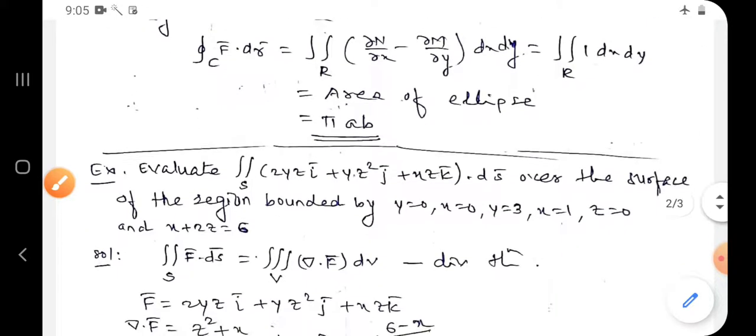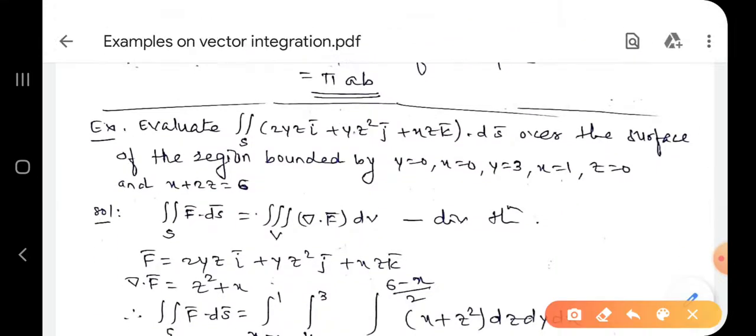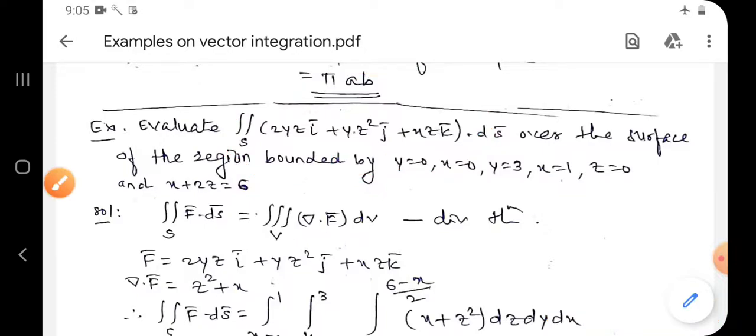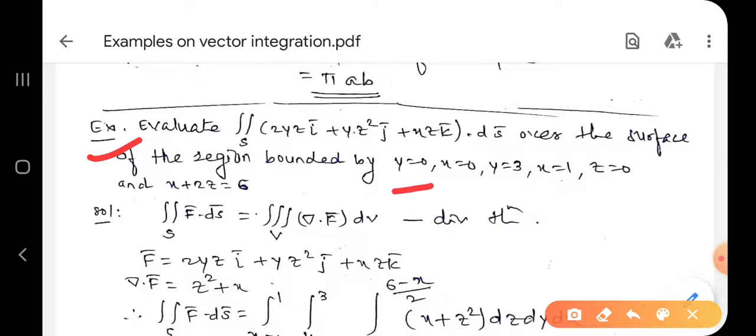Correct? Now the next example I will take for divergence theorem. This divergence theorem is the last part of this unit. So after understanding the concept, you are able to solve the problems on divergence theorem. So evaluate the double integral over S of 2yz i bar plus yz square j bar plus xz k bar dot dS bar over the surface of the region bounded by y equal to 0, x equal to 0, y equal to 3, x equal to 1, z equal to 0 and x plus 2z equal to 6. So these many surfaces are there, a three-dimensional structure.